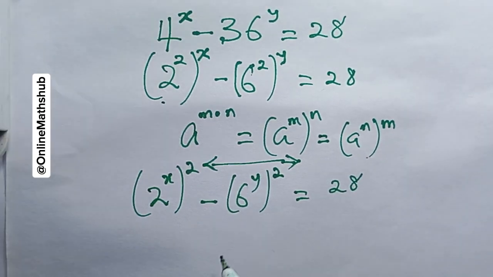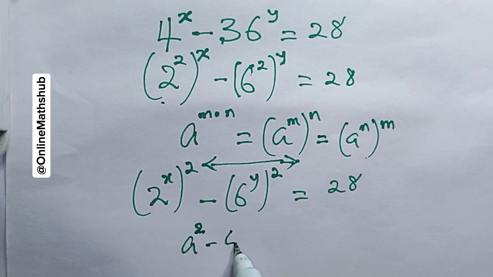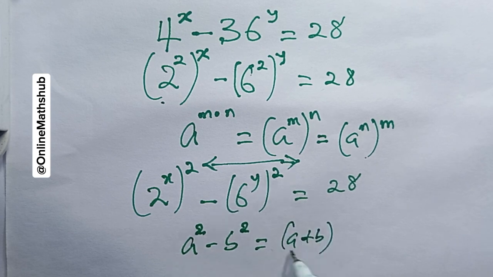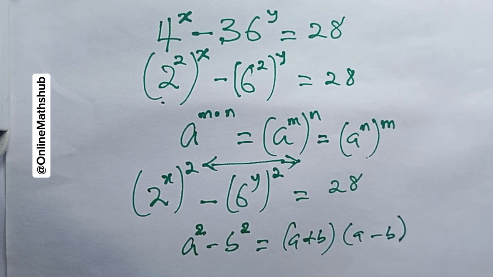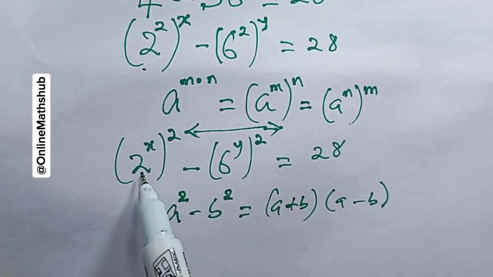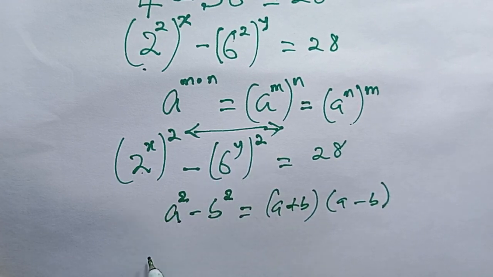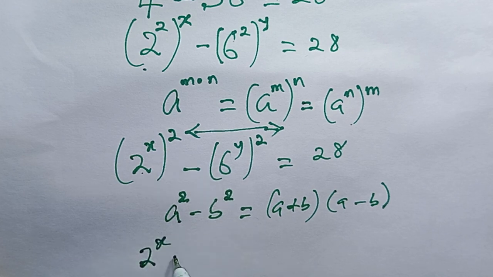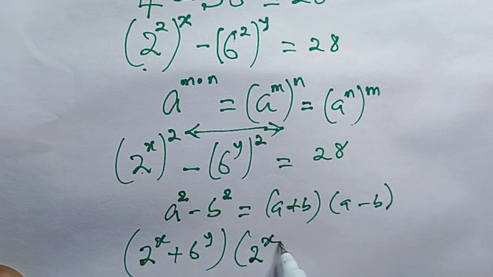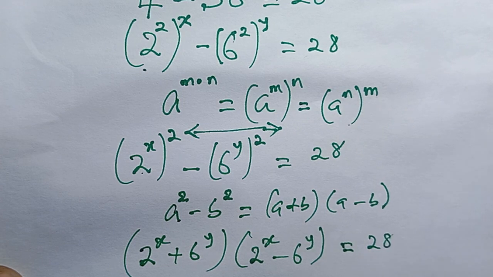You can see here that we've got a difference of 2 squares, and if you can remember that when we have a power 2 minus b power 2, you can actually expand this as a plus b and then multiply by a minus b. Okay, so that is what I'm going to do right here. So in this case, you can see that our a is equal to 2 power x and then our b is equal to 6 power y. So what I'm going to be having here is 2 power x plus 6 power y and then multiply by 2 power x minus 6 power y, and is equal to 28.